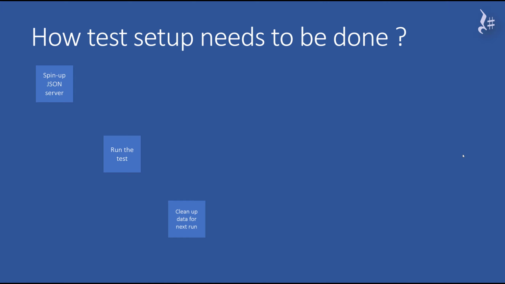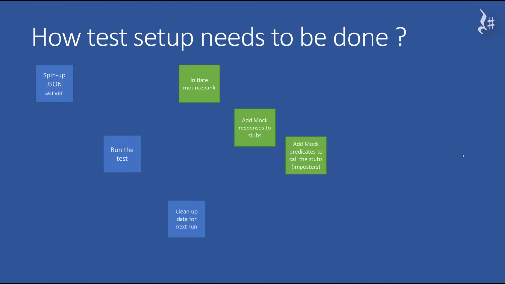Whereas with service virtualization, because we are going to bring in Mountebank, we need to do a lot of setup in here. Something like this. We are going to initiate Mountebank, which is more like an HTTP server, and we need to add the mock response to the stub. And then we need to add the mock predicates to call the stub, which are called imposters. And then we need to run the test.